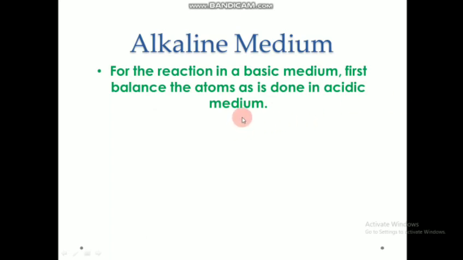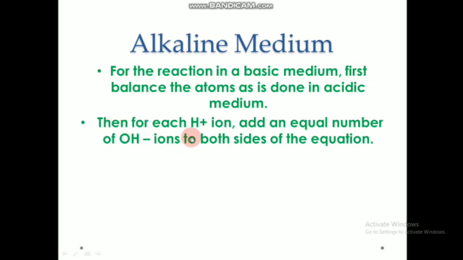But before this last step, what we have to do is, for each H plus atom, an equal number of OH minus ions should be added to both the sides. To both the sides, an equal number of OH minus should be added so that we get an alkaline medium. This is the only change we have in alkaline medium other than acid medium.